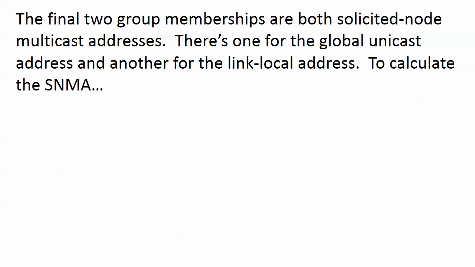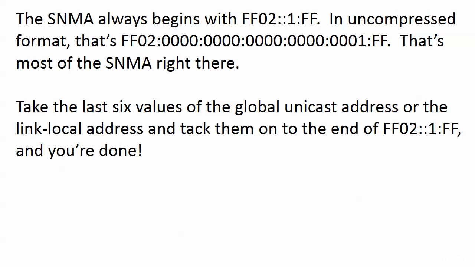And by the way, the reason that we saw 2 SNMAs there is that one is for the global unicast address and the other is for the link local address. Now, how did the router come up with these SNMAs to begin with? Well, here's the deal. The SNMA always begins with FF02::1:FF. Now, I put the uncompressed format up there for you, but you don't even need to do that. If you just take the last 6 values of either the global unicast address or the link local address and tack them on to the end of FF02::1:FF, you're done. That's it. That's all there is to the SNMA.